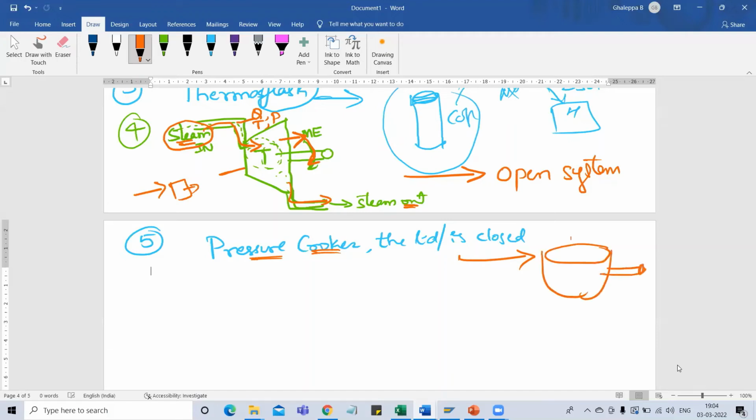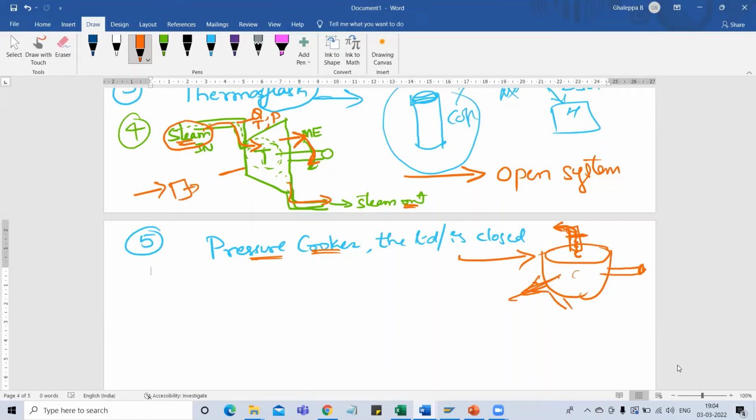Assume this is a pressure cooker, this lid is closed. When the lid is closed, there is no question of steam going out, correct or not? Whether steam will go out when the lid is closed? No, sir. But sir, energy will go out. If the temperature inside the cooker is more, energy will go out.